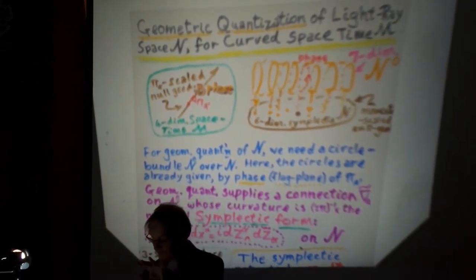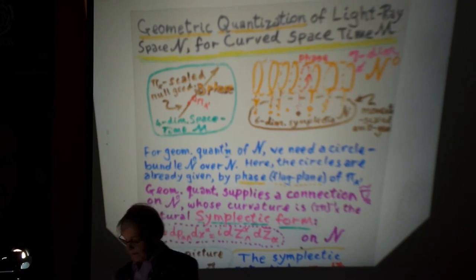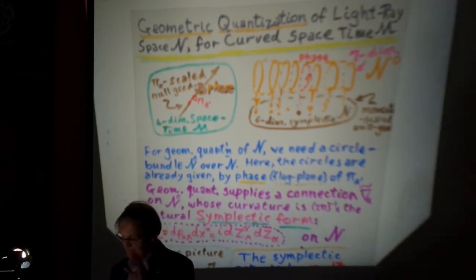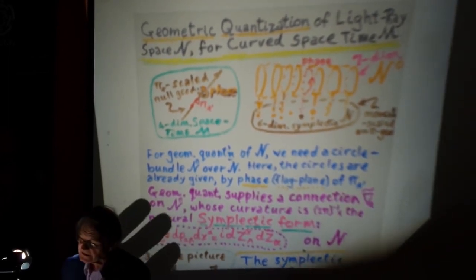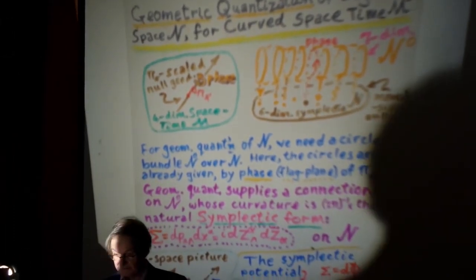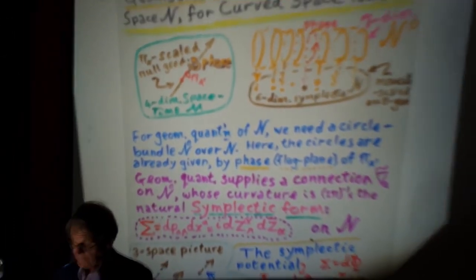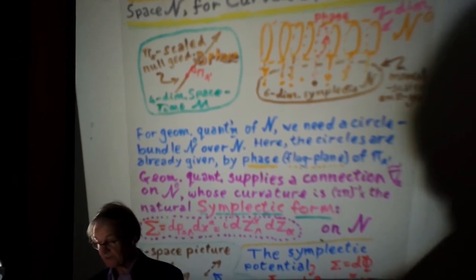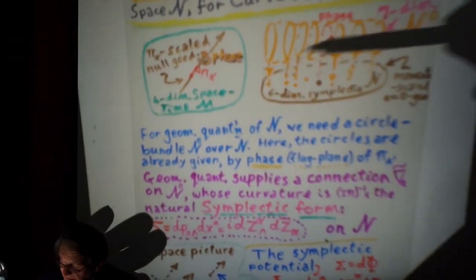It's a bit sloppy, there's a lot of freedom in it, in a certain way. But nevertheless, it's a natural thing to do. Now, what is the key thing in geometric quantization? Well, the first step, technically this is pre-quantization, but the first thing you do is to take a circle bundle.